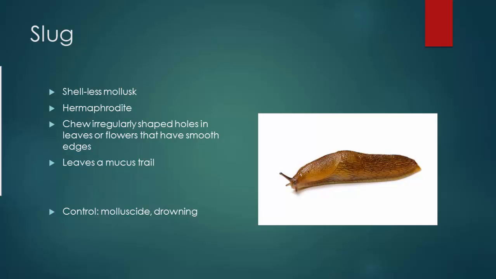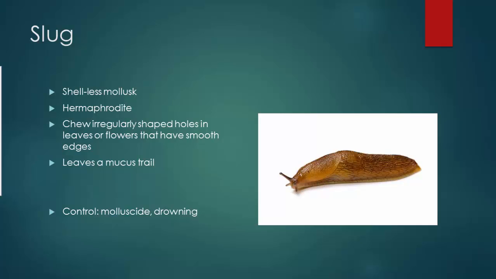A slug is a shell-less mollusk. They chew irregular shaped holes in the leaves, so most of the time you will see the damage before you see the slug because they are night crawlers. They come out at night, and so a lot of times you'll notice the chewed out parts of a leaf in the morning, but you won't necessarily see the slug.